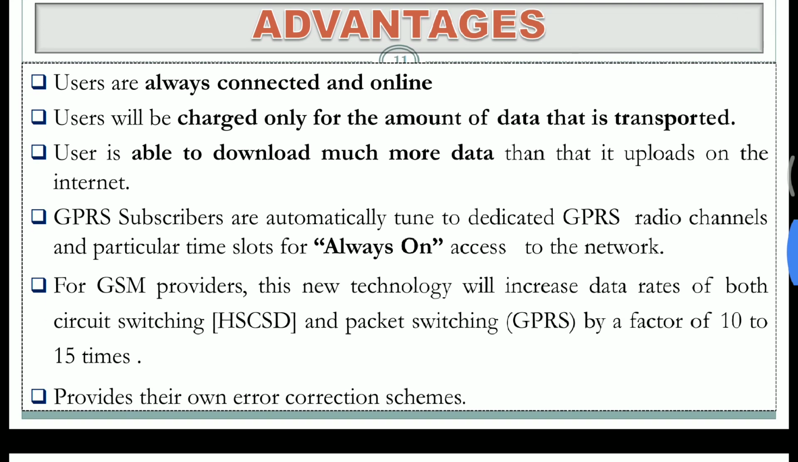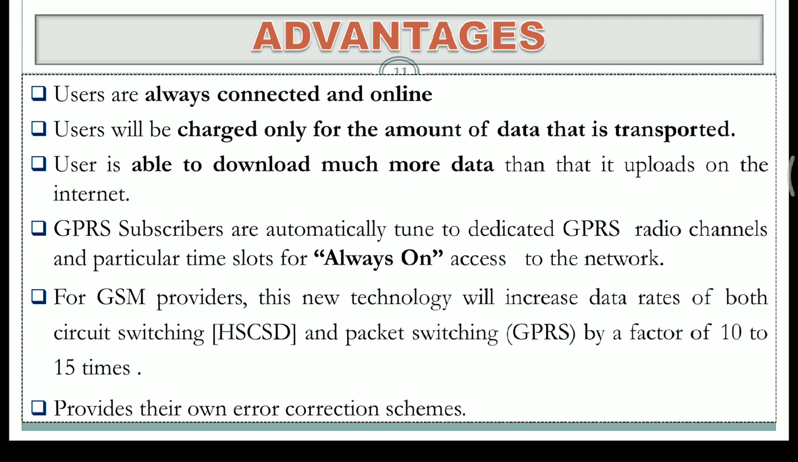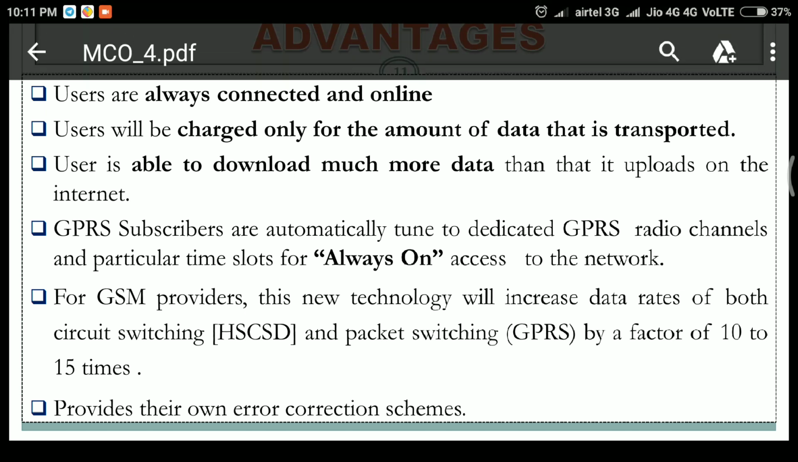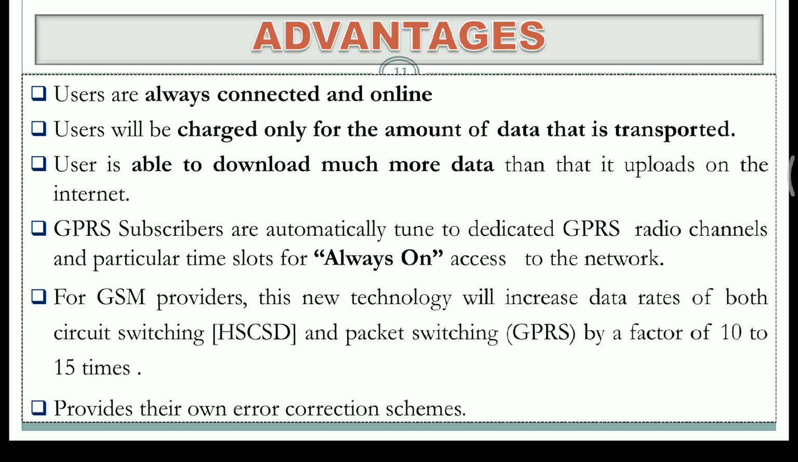The next, its advantages are: users are always connected and online. This is a very important advantage. The second, users will be charged only for the amount of data that is transported. The third, user is able to download much more data than that it uploads on the internet. GPRS subscribers are automatically tuned to the dedicated GPRS radio channels and particular time slots for always on access to the network. For GSM providers, this new technology will increase the data rates of both circuit switching, that is HSCSD, and packet switching, that is GPRS, by a factor of 10 to 15 times.